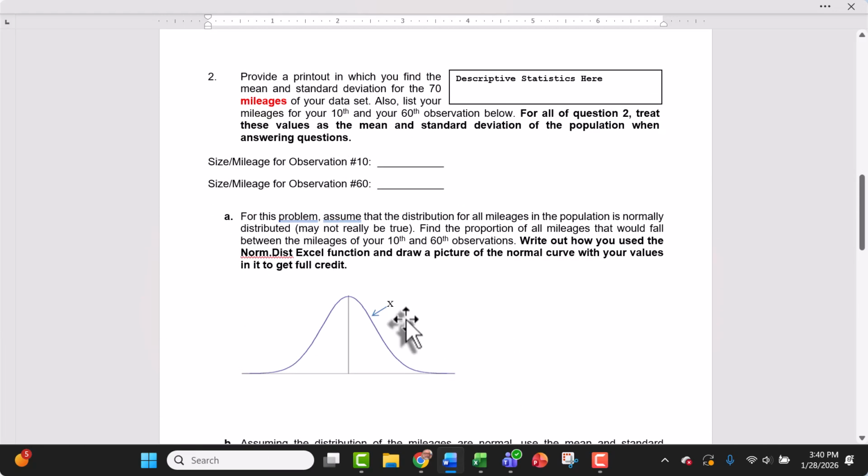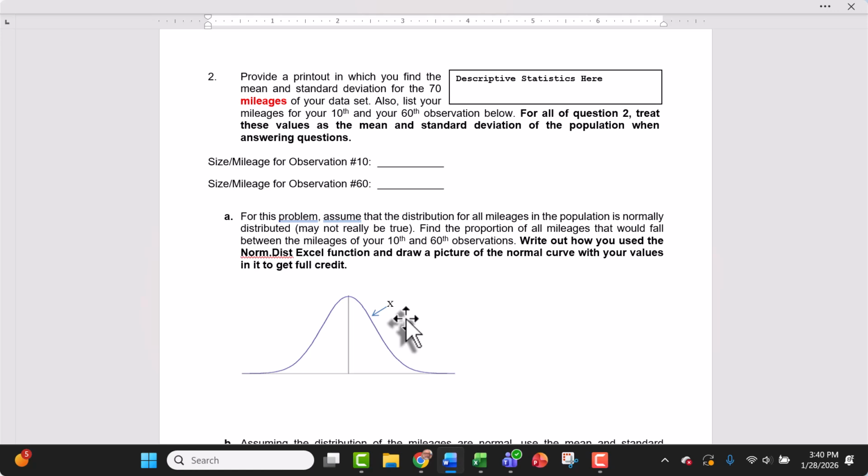In question 2, you're going to be doing some normal work for me. You're going to be using the normal distribution function and normal inverse function, but the normal distribution you're working with is going to be unique to you, because you, in your printout, are going to give me a value of the mean, value of the standard deviation for your mileages. So put in a value of the mean, put in the value of the standard deviation for your mileages.